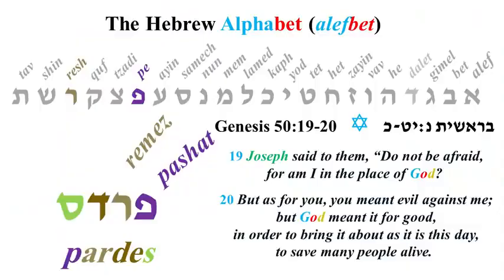It's kind of interesting. Look in Genesis 50, verse 19. Joseph said to them, "Do not be afraid, for am I in the place of God? But as for you, you meant evil against me, but God meant it for good, in order to bring it about as it is this day, to save many people alive." This is after Joseph revealed himself to his brothers, okay, which Yeshua is going to do on his return, right? Very, very prophetic, very parallel.